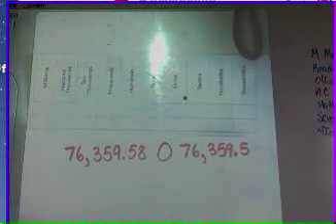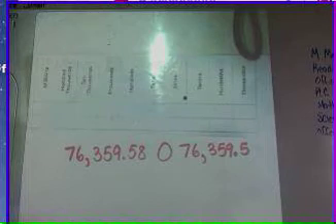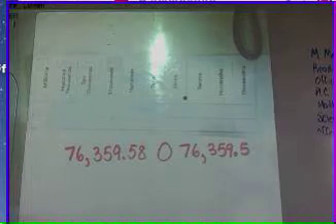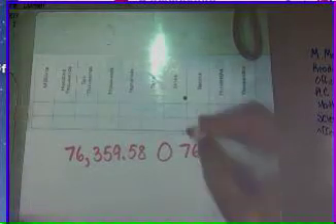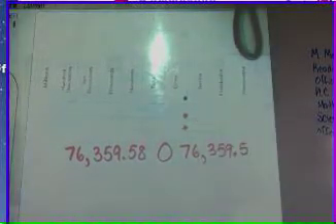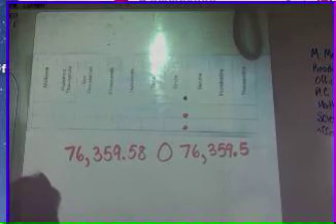All right, I've got two numbers here. 76,359 and 58 hundredths. 76,359 and 5 tenths. I need you to compare, and I want to see what you come up with inside the chat box. So you are comparing your two numbers. Start at the decimal point. Build it off from there, and then compare the two numbers. I will give you a moment to do just that. Show me in the chat.